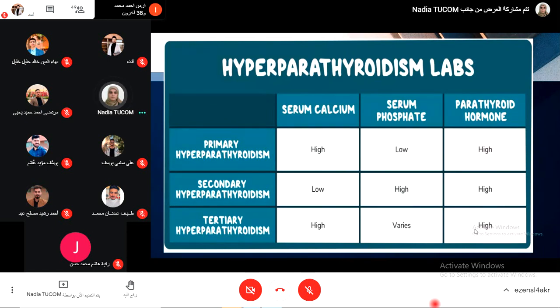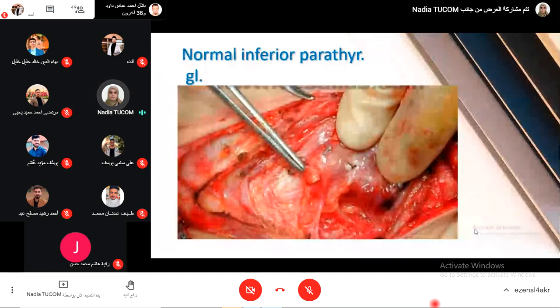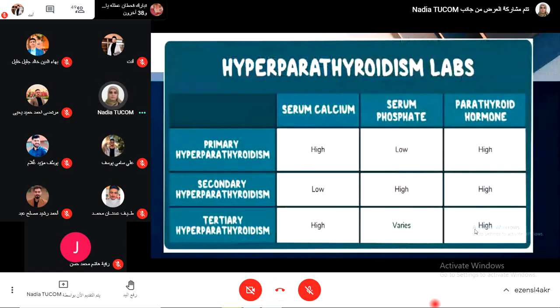So in the primary and tertiary types, the patient has slow muscle contraction and less excitable neurons due to hypercalcemia, bone resorption and renal osteodystrophy, and calcification of the blood vessels and even soft tissue.